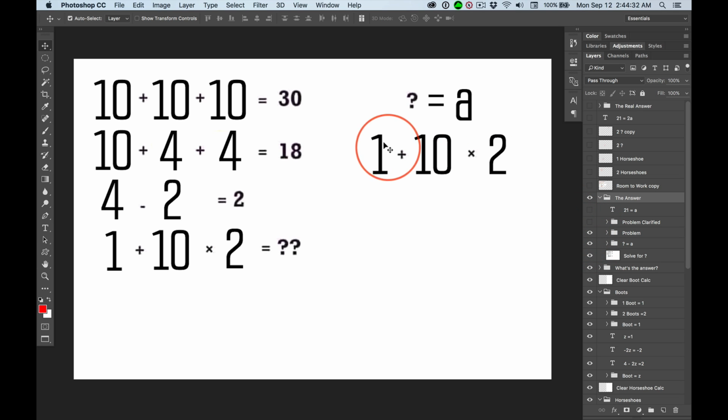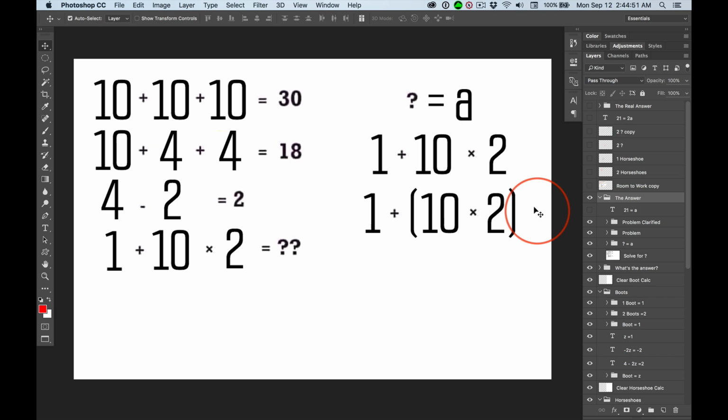And in the West, we're going to say 1 plus 10 is 11 times 2 is 22. That's the trick, because you've got to remember that multiplication and division happen before addition and subtraction unless there are parentheses. So unsaid in this equation are these parentheses, which means you've got to do 10 times 2 first, then add 1. So we can come up with our answer, which is 21 equals A, right?